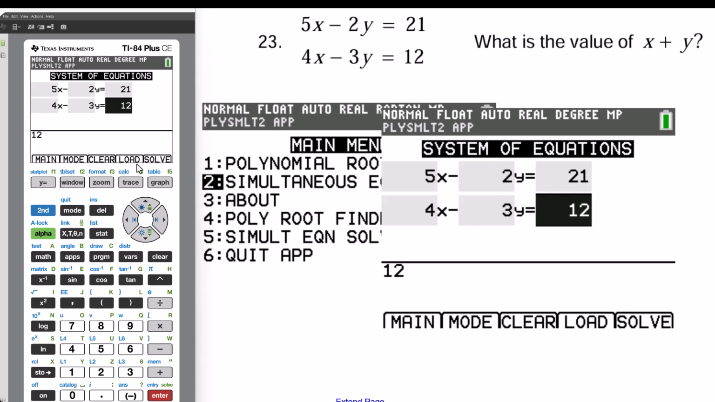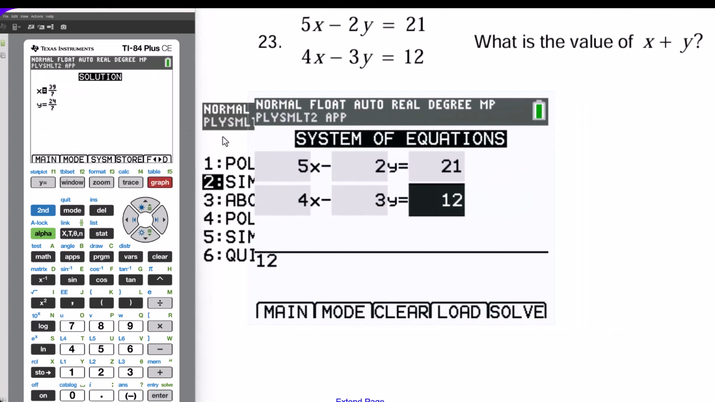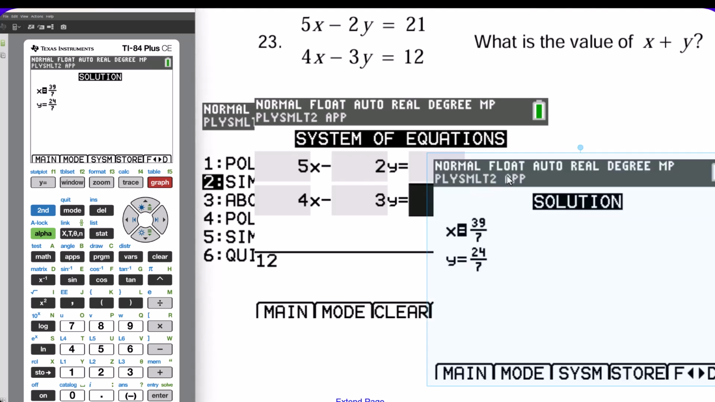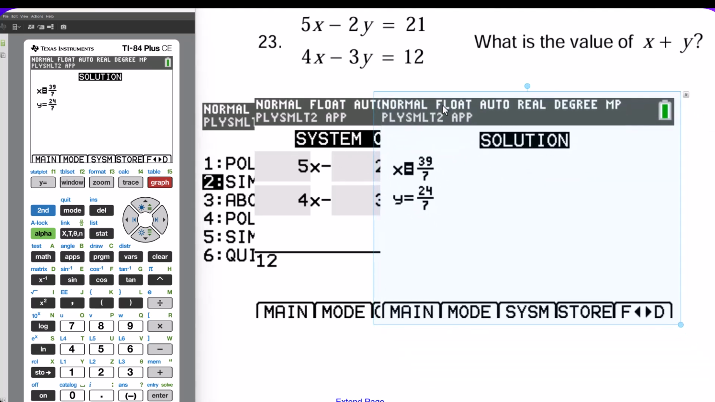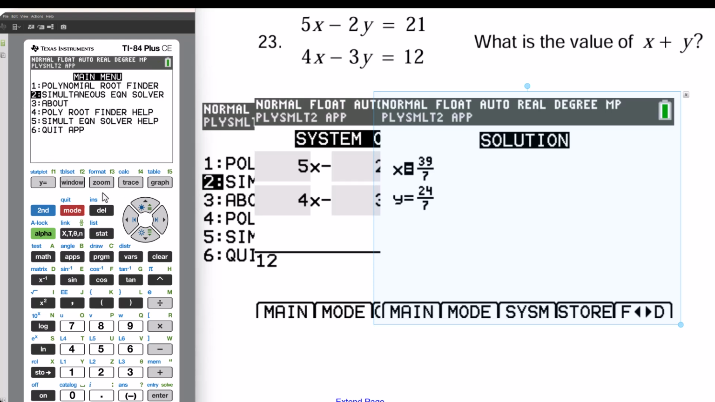Now once we have that, solve is above the graph key, so I'll press graph. And there are solutions. Those should look familiar to you. So what I need to do is go to the home screen now and add those two fractions, if I can't do it mentally. So I'm going to press second mode, which is quit, and then press the number 6 to quit the app.